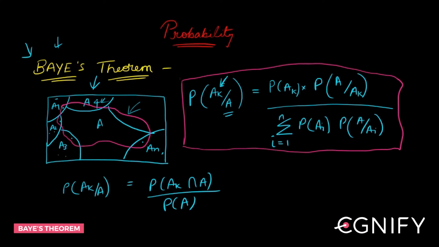So AK is basically anything. It can be either your A1 or your A2 or your A3, right? Anything it can be. Now, I don't want all of this. What I want is, for instance, the happening of A4 given that A has happened. So, this is your sample space. In this you have a lot of events which are mutually exclusive. In this you have your A4. Now there is this event called A which is covering a lot of these events, right? You need to find this portion.